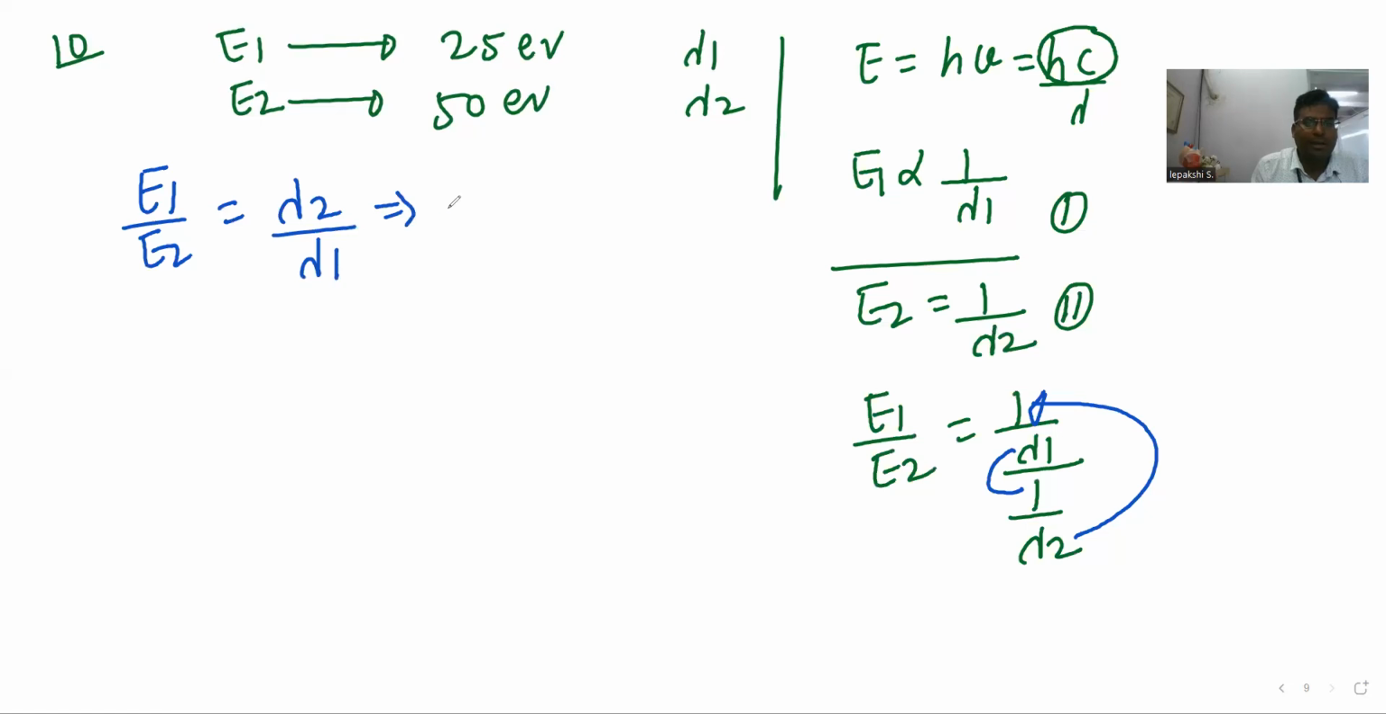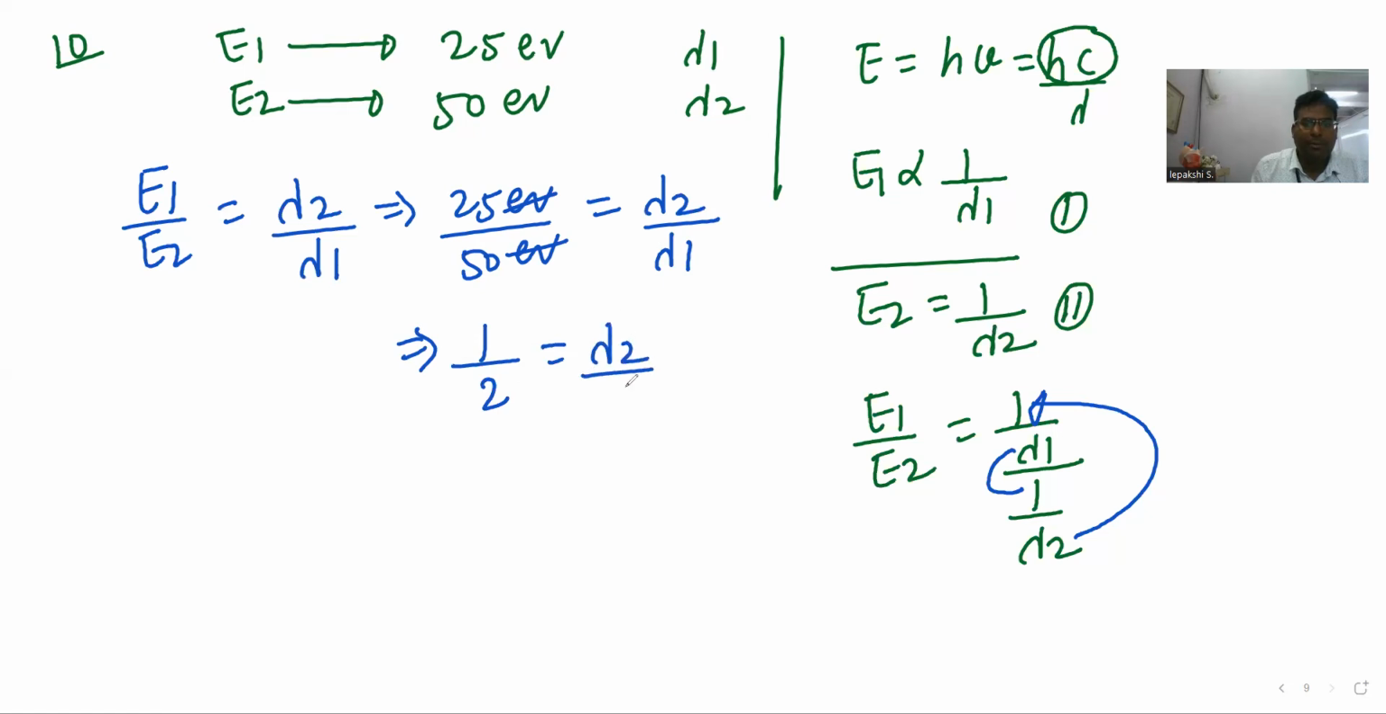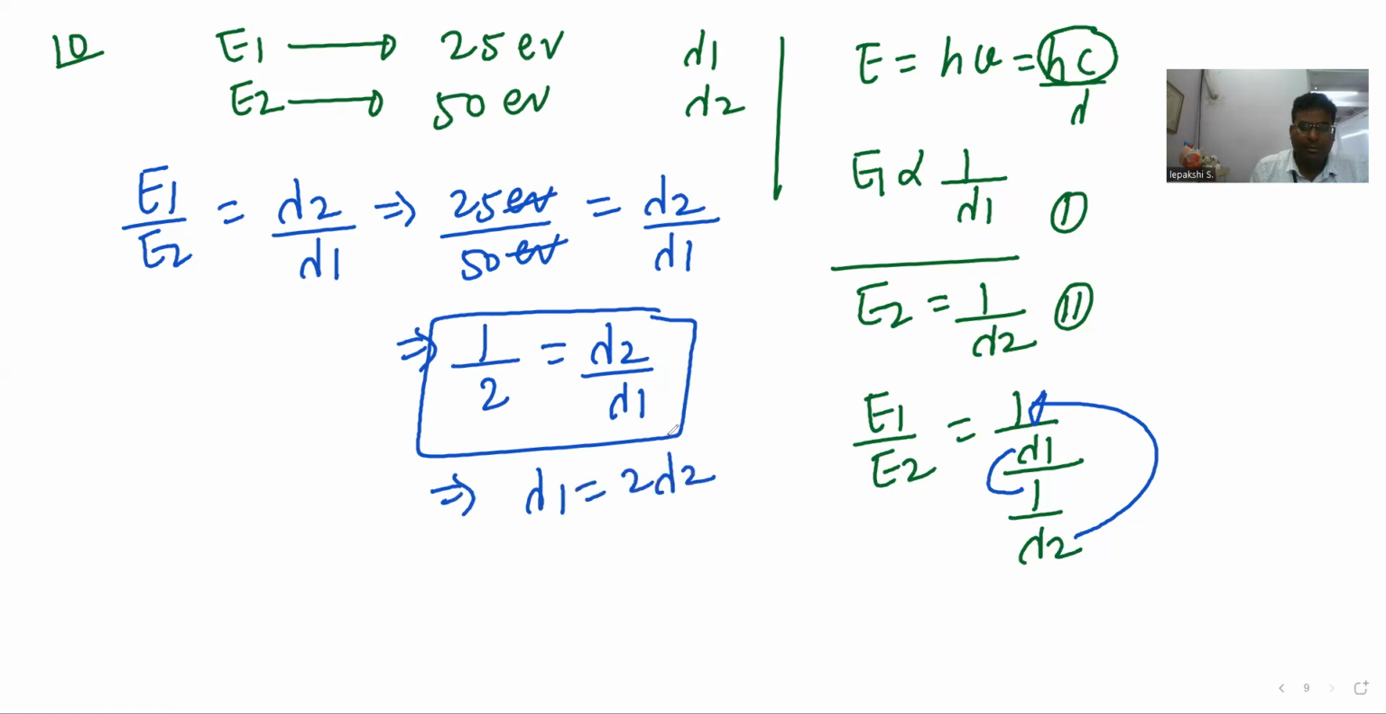So put the value of E1 and E2. E1 is 25 electron volt, E2 is 50 electron volt, is equal to lambda 2 upon lambda 1. So it is equal to 1 upon 2, equal to lambda 2 upon lambda 1. So this is the value and relation between them. So now cross multiply. So lambda 1 is equal to 2 lambda 2. So this is the relation between lambda 1 and lambda 2.